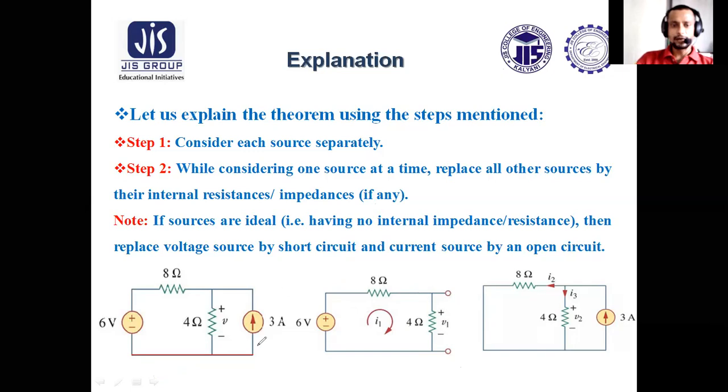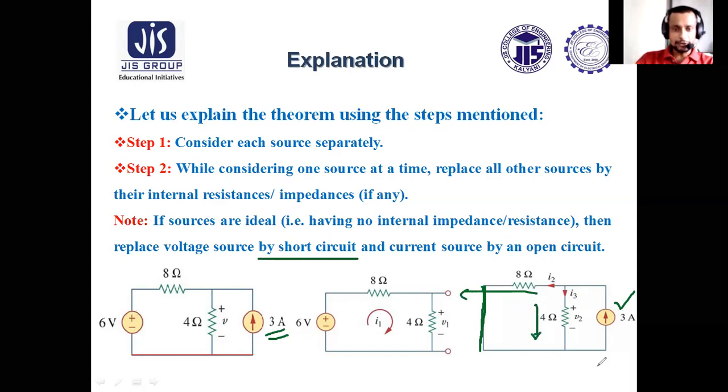Next, we'll consider the second source alone. At that time, the 6 volt source has to be deactivated. The 6 volt source, that is the voltage source, is replaced by a short circuit, as no internal impedance is mentioned here. So now, due to this source, we have to find the current through these two branches.